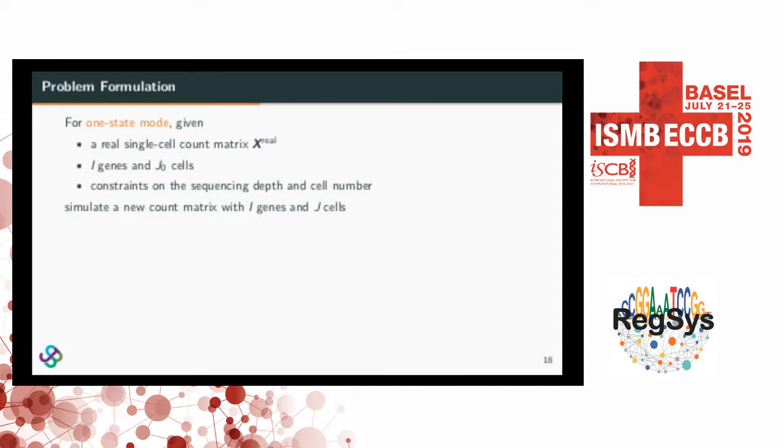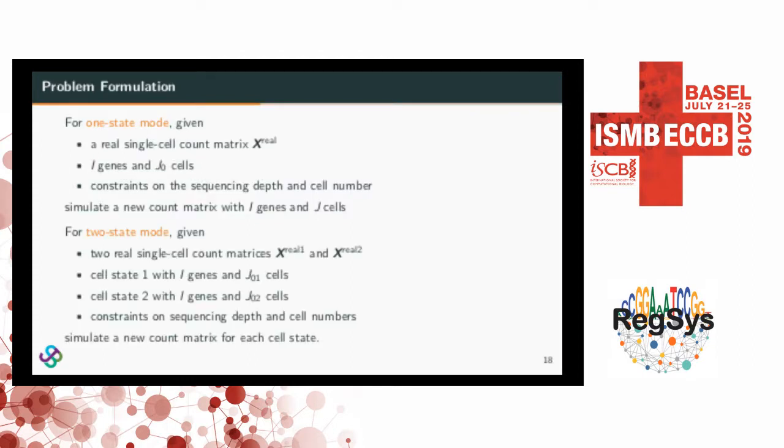Okay, so to mathematically formulate the problem and make it clearer, in the one-state mode, we input one matrix, and we have I genes and J0 cells, and the constraint is on the sequencing depth and cell number. Then when we simulate a new count matrix, we keep the same I genes, but now we simulate J new cells. In the two-state mode, we will input two real single-cell count matrices, and they have the same genes, but different cells. And we will constrain on the total sequencing depth and the cell numbers of each state. And then we will simulate a new count matrix for each state.